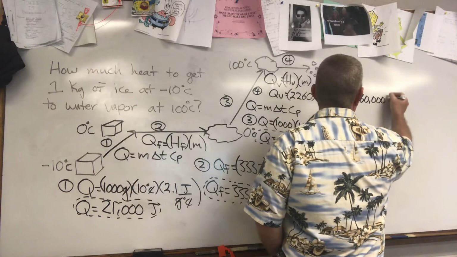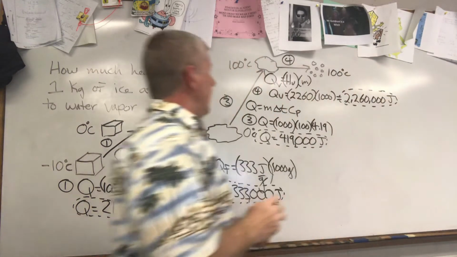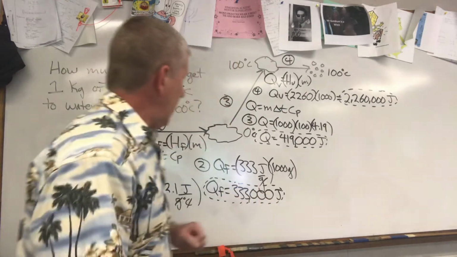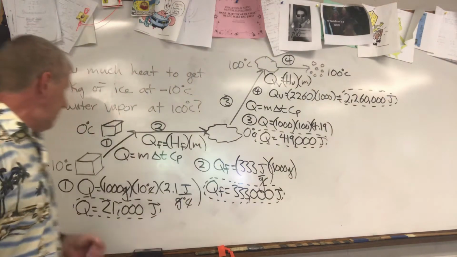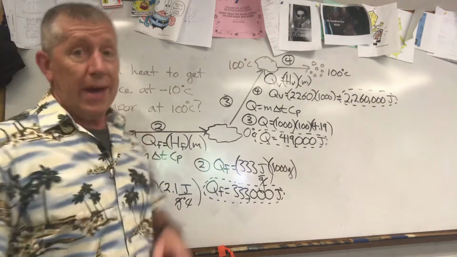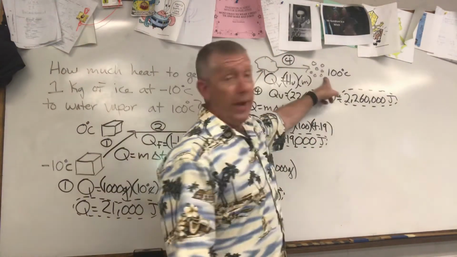2,260,000 joules. And we're going to give that a dotted circle. We calculated that for the amount of heat it's going to take to vaporize my water. We have the amount of heat it takes to get the water to the vapor point, the amount of heat it takes to melt, and the amount of heat it takes to get it up to the melting point. So the question was, how much heat does it take to get it from this point to this point?